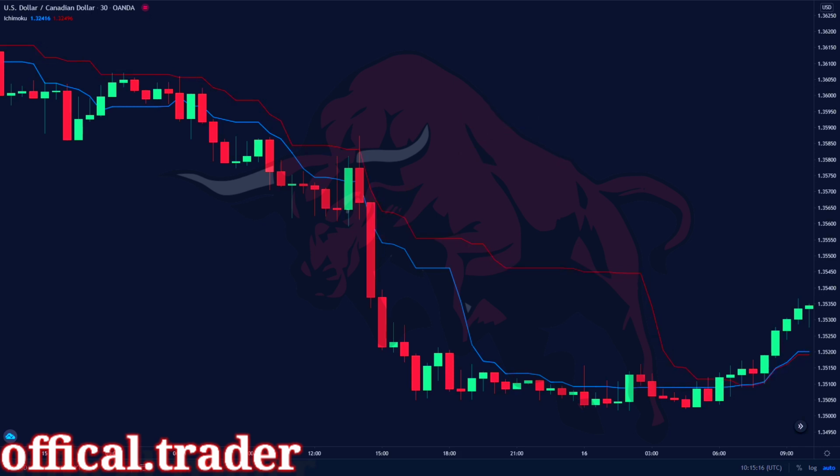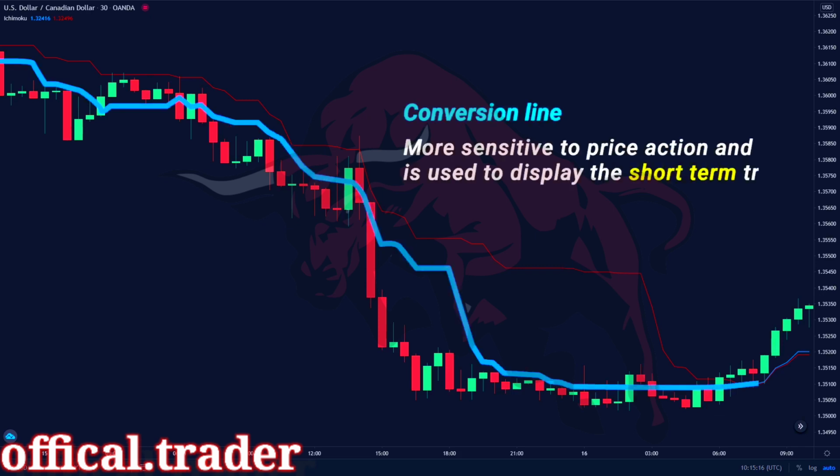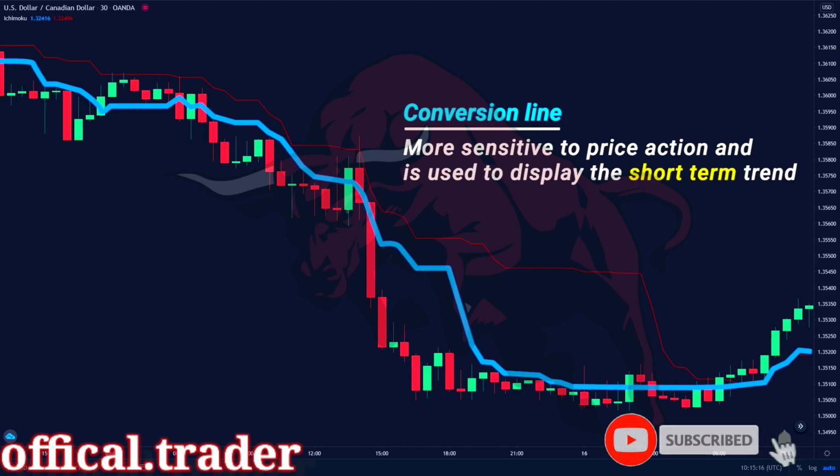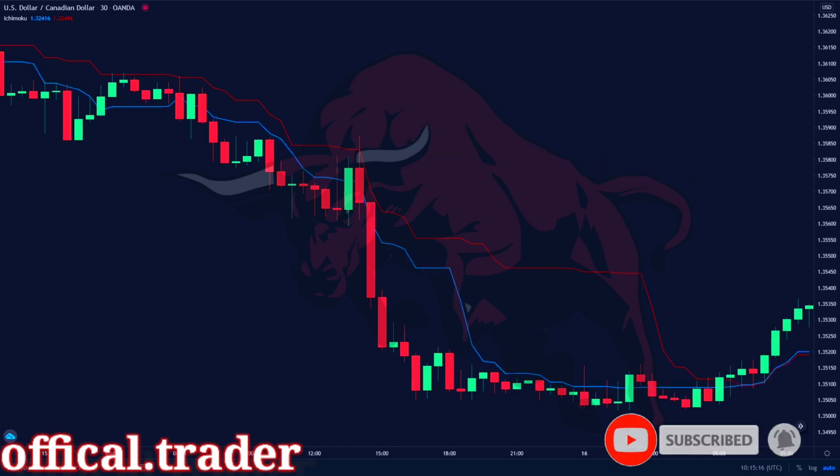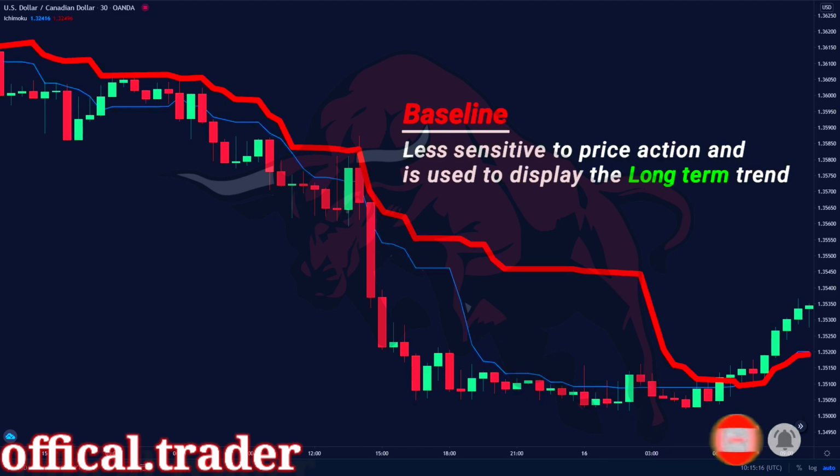These two lines act very similar to a moving average crossover. The blue line acts like a faster moving average. It is more sensitive to price action and is used to identify the short-term trend. And the red line acts like a slower moving average. It is less sensitive to price action and can be used to identify a longer-term trend direction.